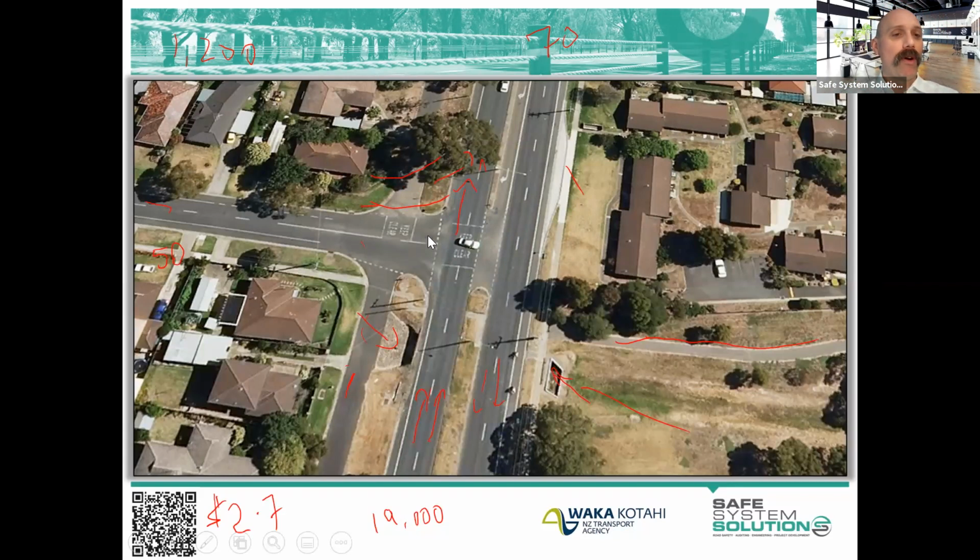Okay, raised platform for severity, very good, thank you. Yeah, so if we have a raised platform, we're going to slow vehicles down, thus when they crash, the severity will be less.